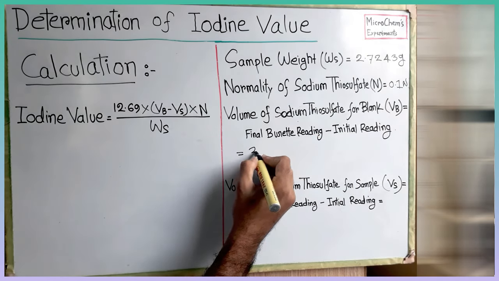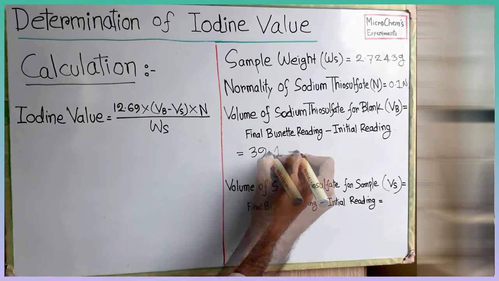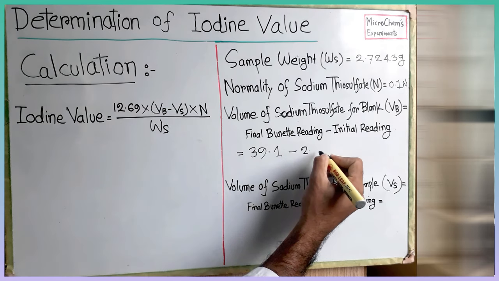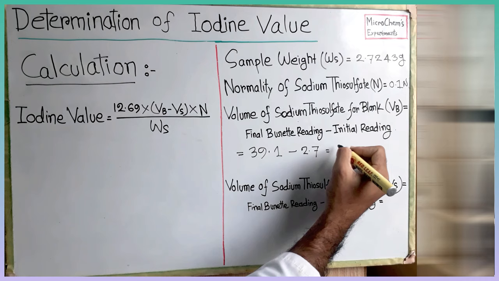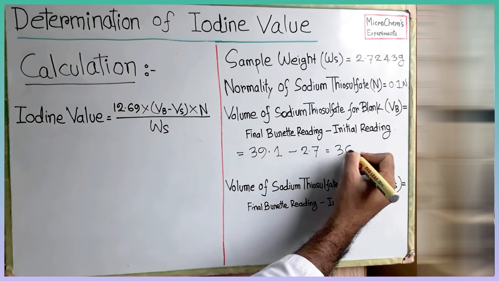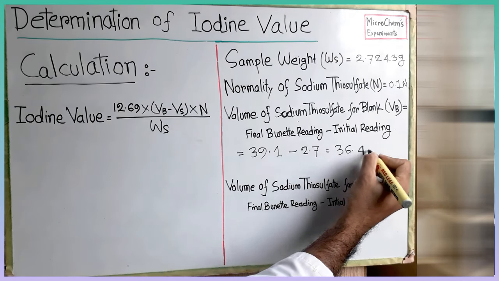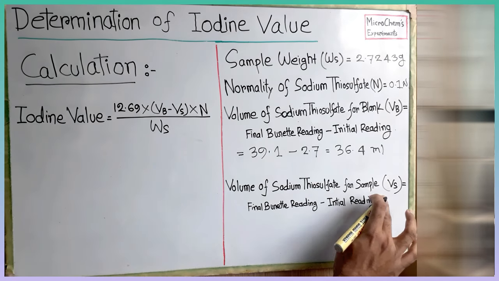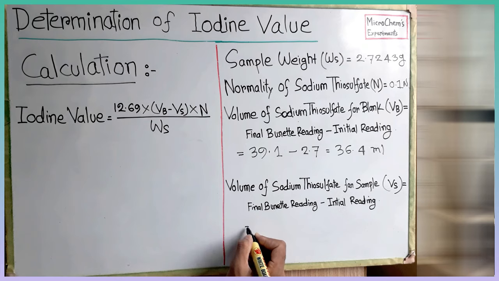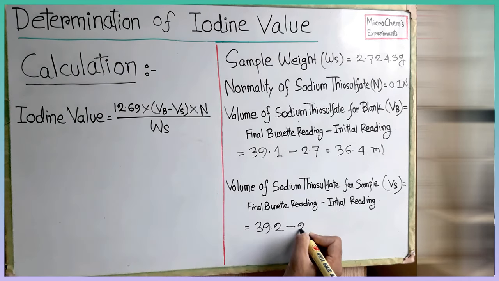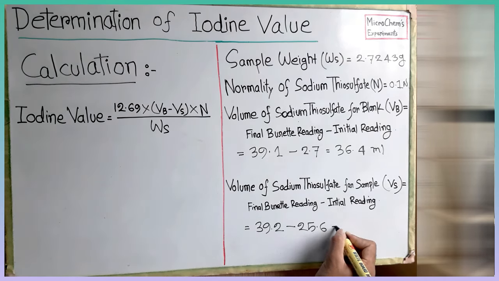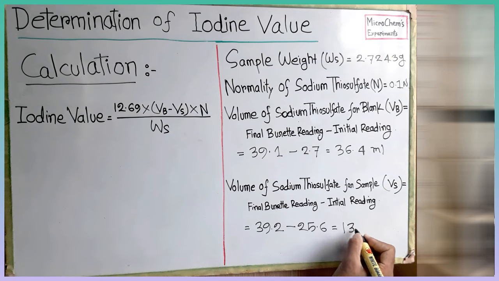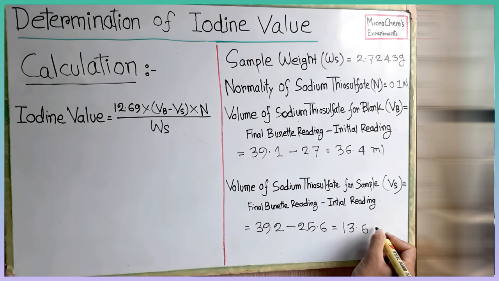We can find out the volume of 0.1 normal sodium thiosulfate needed for titration of blank by subtracting the final burette reading from the initial reading, which is 36.4 ml. Similarly, we can find the volume of 0.1 normal sodium thiosulfate used in the titration of sample, which is 13.6 ml.